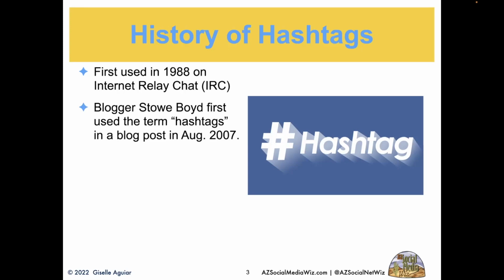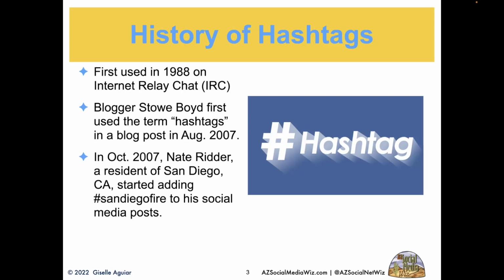Then in August of 2007, a blogger named Stowe Boyd first used the term hashtag in a blog post. And that was the only thing that came up when you Googled hashtag. In October of 2007, Nate Ritter, a resident of San Diego, California, started adding hashtag San Diego Fire to all of his social media posts. Back then it was just basically Facebook and Twitter. He was trying to alert people worldwide about the wildfires in the area.